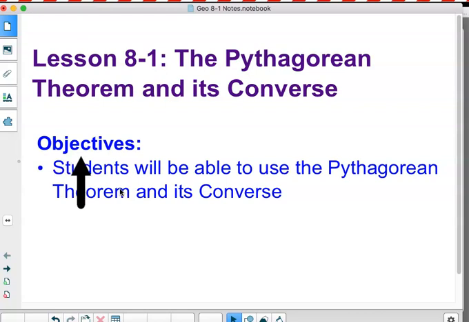Okay, our objective in this lesson is that students will be able to use the Pythagorean Theorem and its converse. Please write that down. When I check notes, I am looking for the objectives. People are skipping them. They're missing a point here and there because they don't have it. So stop it and write it down.